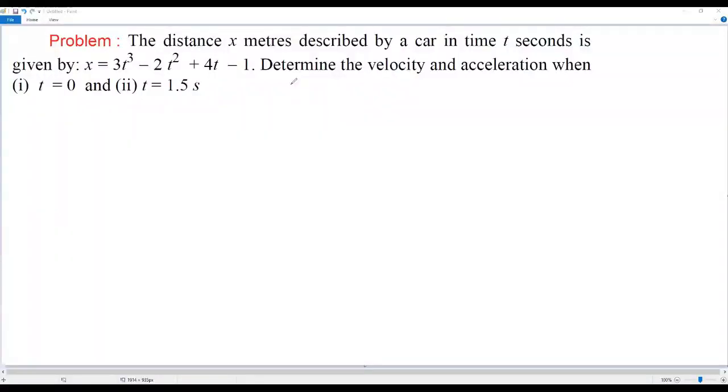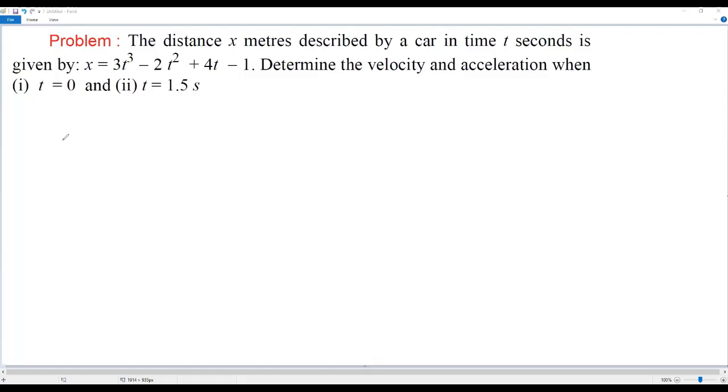Here we have a problem on velocity and acceleration. Okay, let's go over the information. The distance x meters described by a car in time t seconds is given by x equals 3t cube negative 2t square positive 4t negative 1. Determine the velocity and acceleration when t is equal to 0 and t is equal to 1.5 seconds.